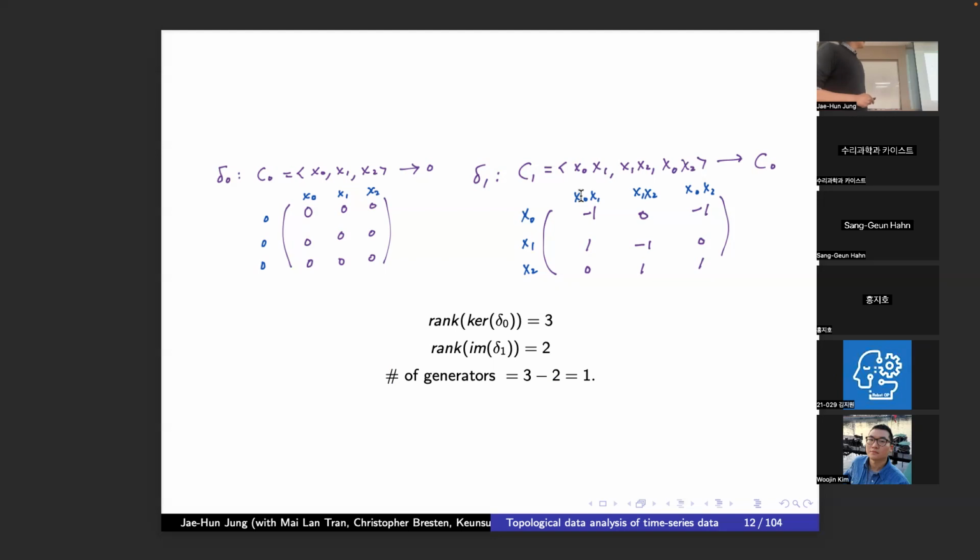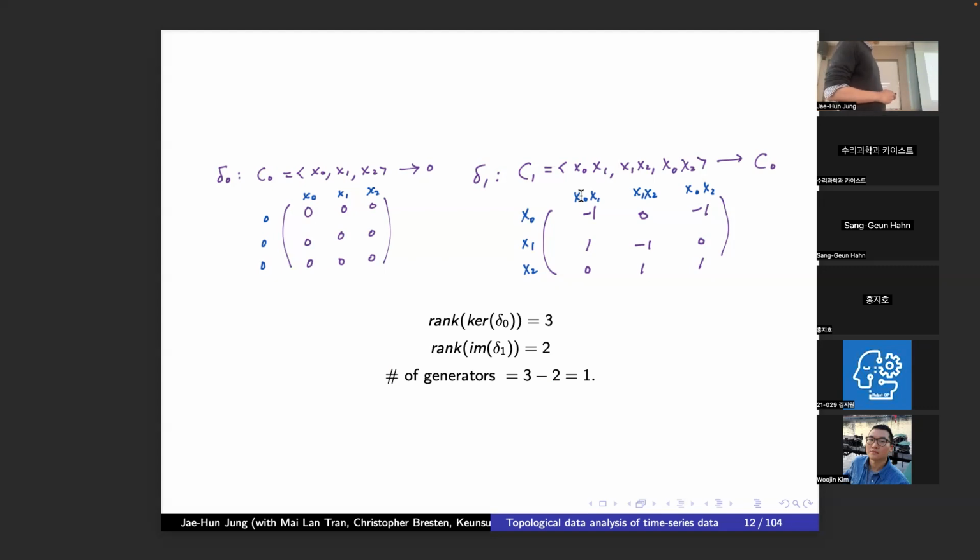So the kernel becomes everybody going to 0. So the kernel becomes 3. Rank of kernel becomes 3. And then what about delta 1, C1? And the same thing. So x0, x1, the one edge, second edge, and the last edge. Then you apply the boundary map.